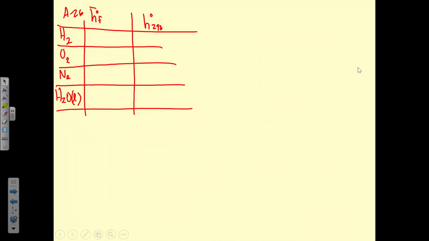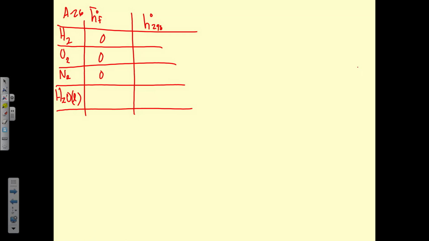So we need to go to our table A26. In this energy balance equation, we have a couple of terms. We have our H sub F, which, if we look in A26, what is it for H2, O2, and N2? The enthalpy of formation for hydrogen, nitrogen, and oxygen is 0 for all of those. Okay, so 0, 0, and 0.